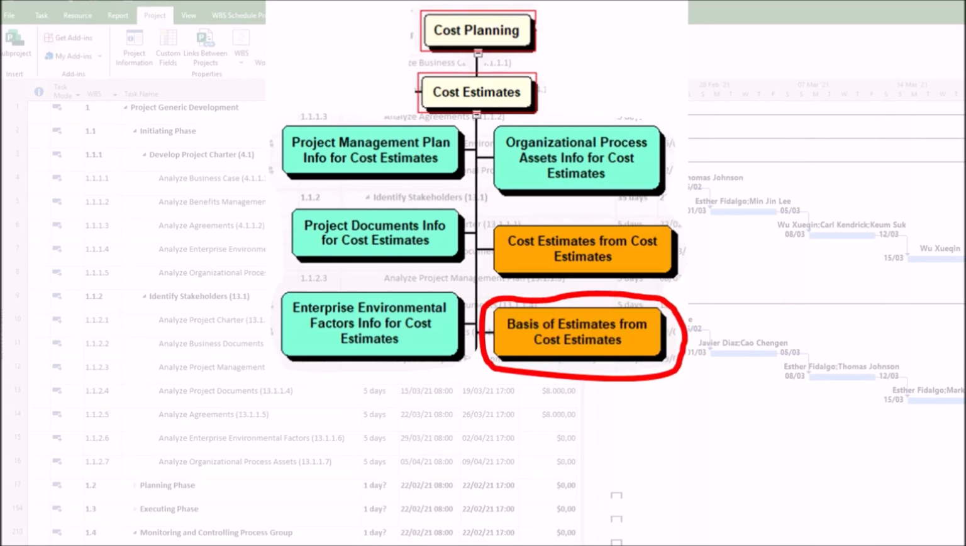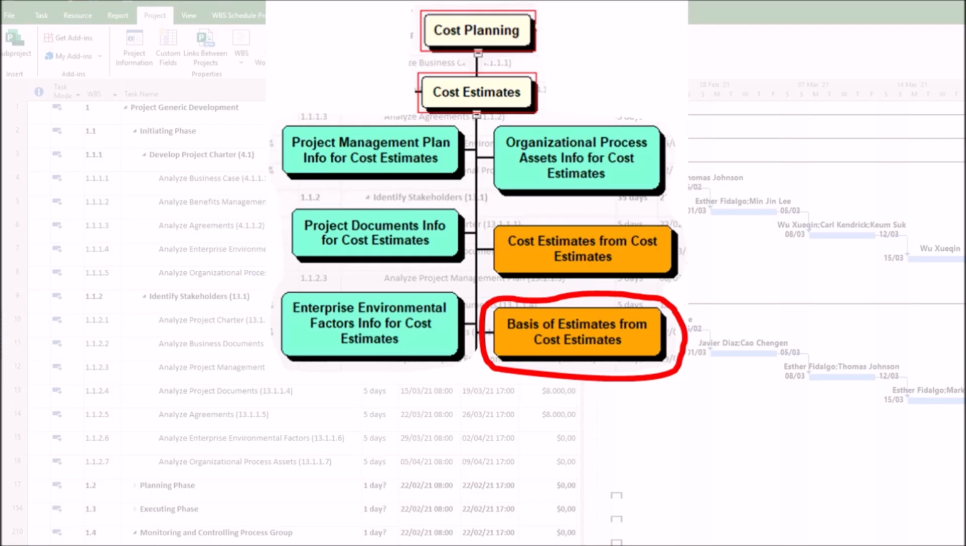How important is the basis of estimates output in the estimate costs process? In the PMBOK guide, the basis of estimates is a critical output of the estimate costs process. Key components of a strong basis of estimates.